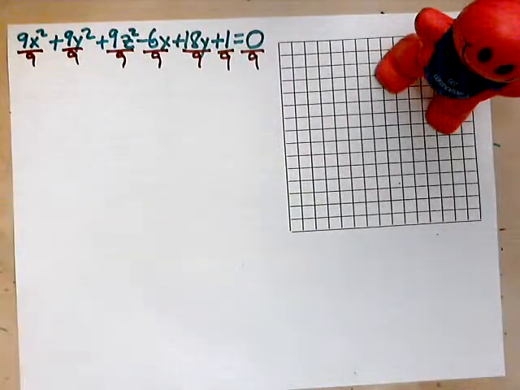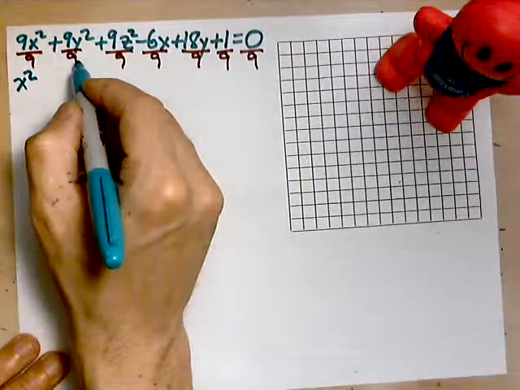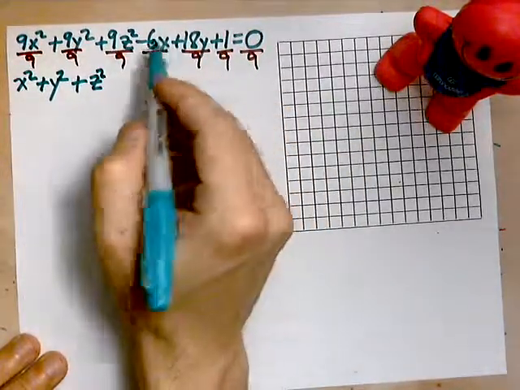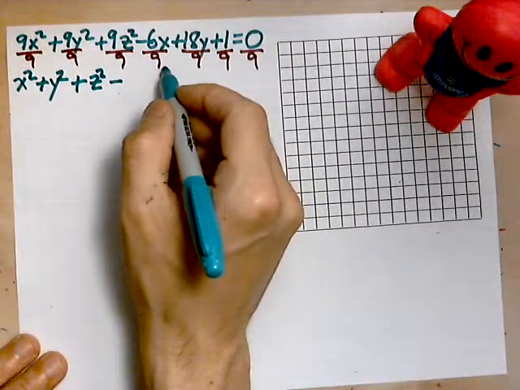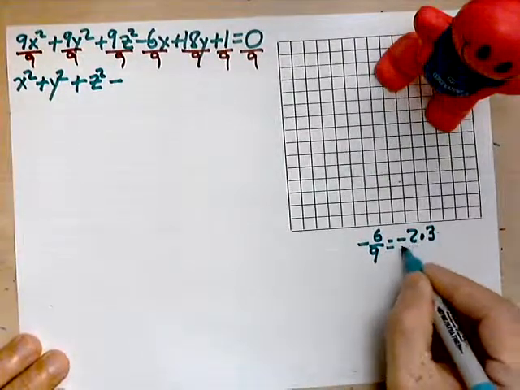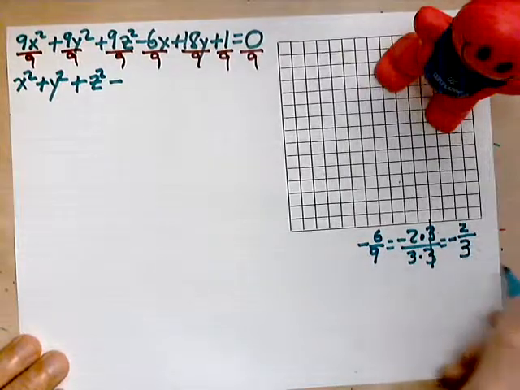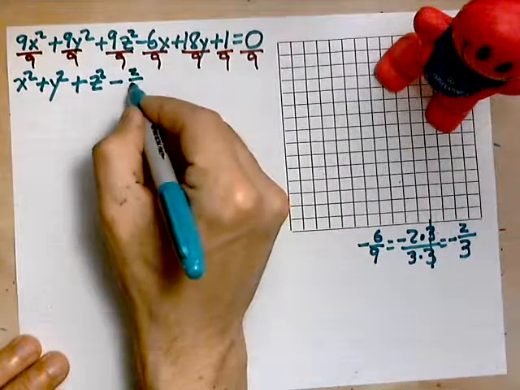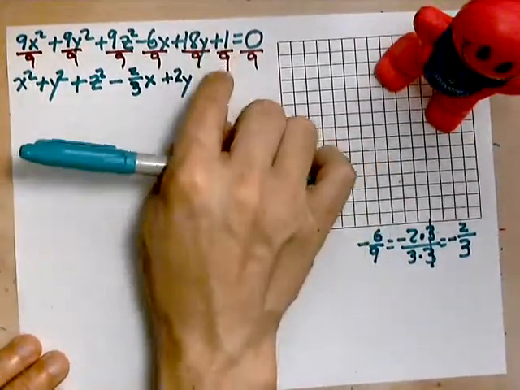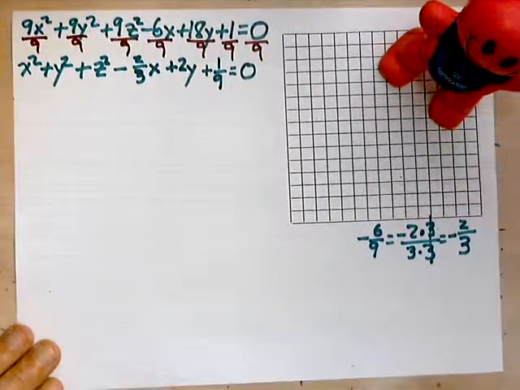So now let's write the equation as it's simplified. 9 divided by 9 is 1, so all you have now is x squared. 9 divided by 9 is again 1, so all you have is y squared. 9 divided by 9 is 1, so all you have is z squared. Now here we have negative 6 ninths. Let's simplify that. So we have negative 6 over 9, which is negative 2 times 3 over 3 times 3. So cancel the 3's. And all that remains is negative 2 over 3. So we have negative 2/3 x. Then we have 18 divided by 9, which is 2. So plus 2y plus 1/9. And all of this equals 0. 0 divided by 9 is still 0. Okay?